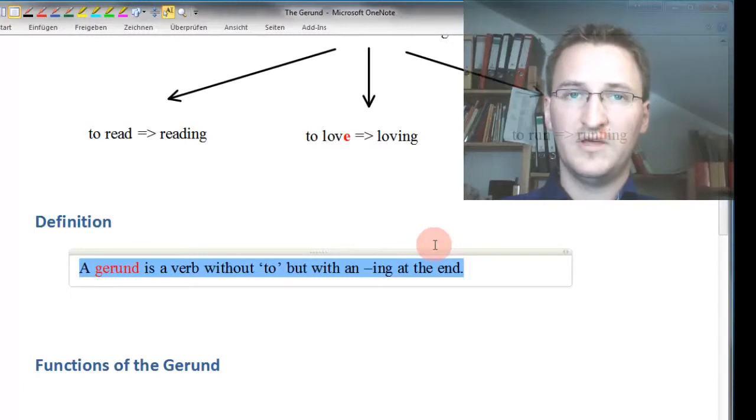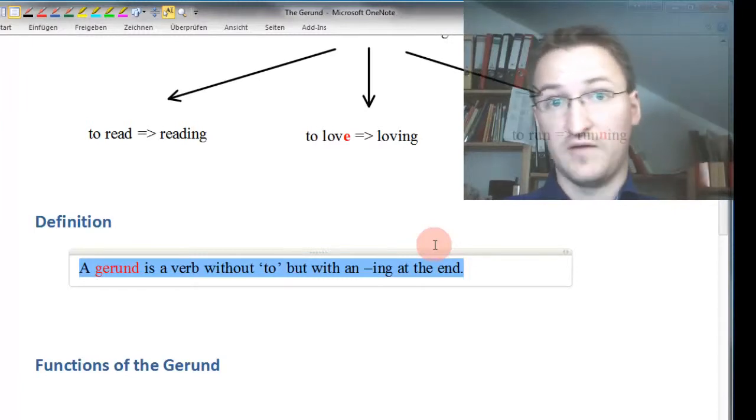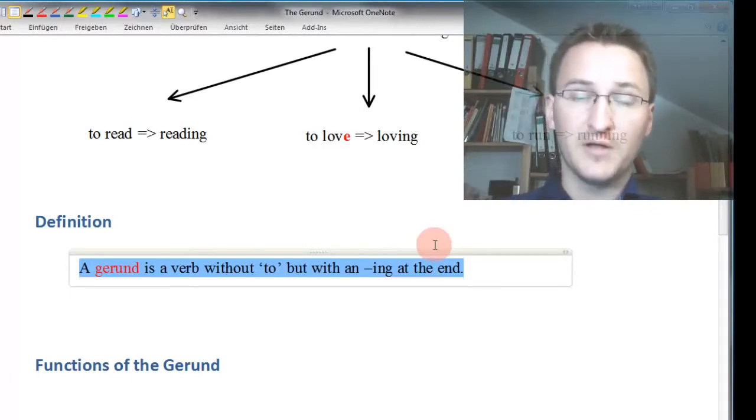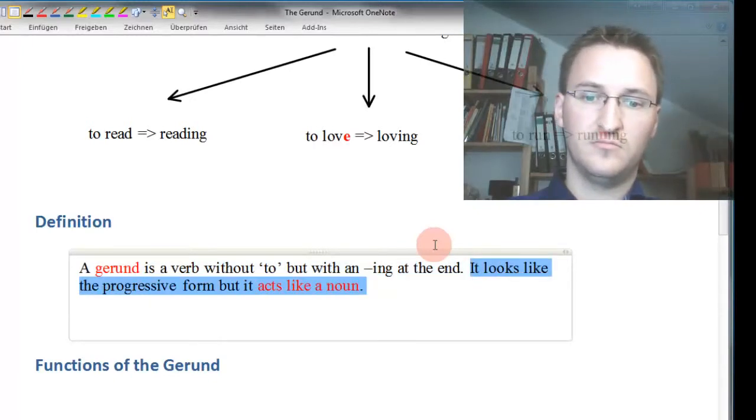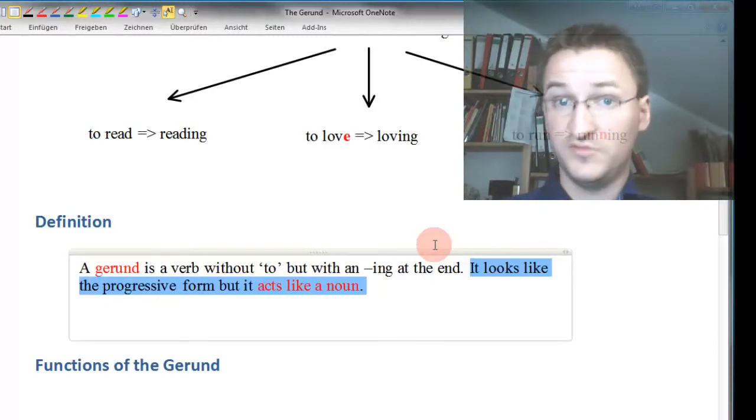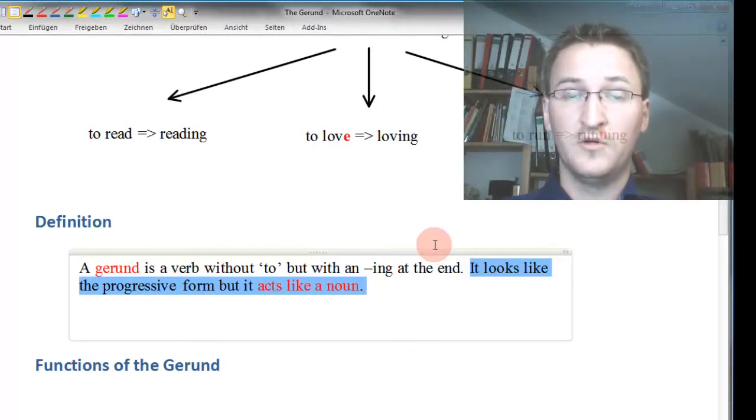First of all, a gerund is still a verb. It does not have the to, but it has an ing at the end. It looks like the progressive form, but it acts as a noun. And this is pretty much what it comes down to. The gerund acts as a noun. This is the important thing for us.